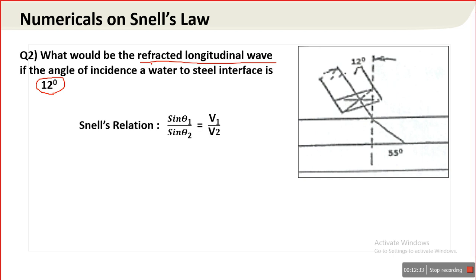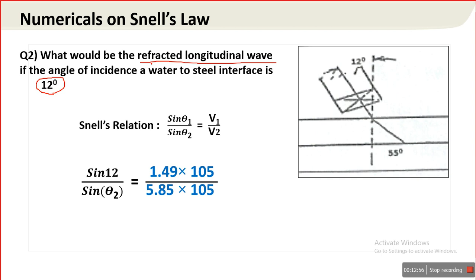So this is Snell's relation again. Sin theta 1 upon sin theta 2 is equal to V1 upon V2. Theta 1 is the incidence angle, theta 2 the refracted angle, V1 the velocity of ultrasound in the first material, and V2 the velocity of ultrasound in the second material. So here we need a longitudinal refracted wave, so we need to consider the longitudinal velocities of both, 1.49 into 10 raised to 5 and 5.85 into 10 raised to 5.